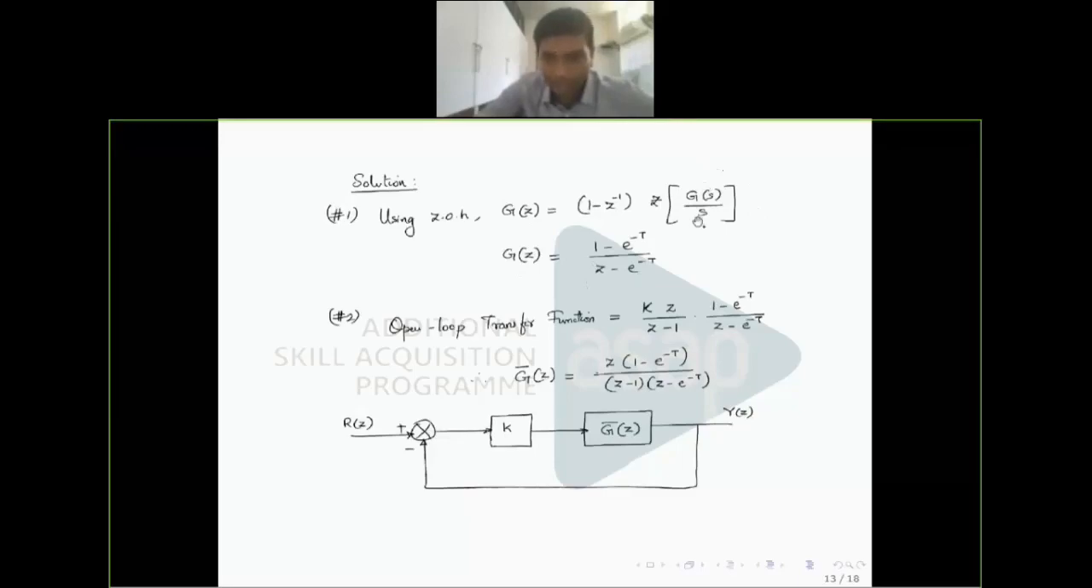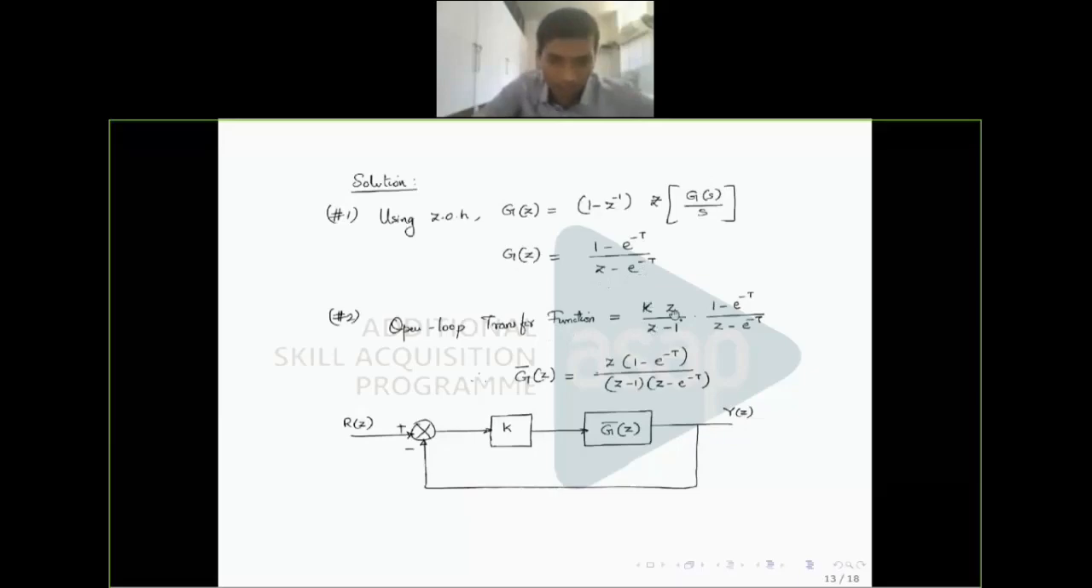It's not very easy. You need to take the inverse Laplace transform first. Then you need to take the Z transform to obtain this. So it's not very easy, but you just work it out to obtain the pulse transfer function, or the discrete equivalent of the plant. G(z) is (1 - e^(-T)) / (z - e^(-T)). Now, including the controller, the open loop transfer function is K into G bar(z).